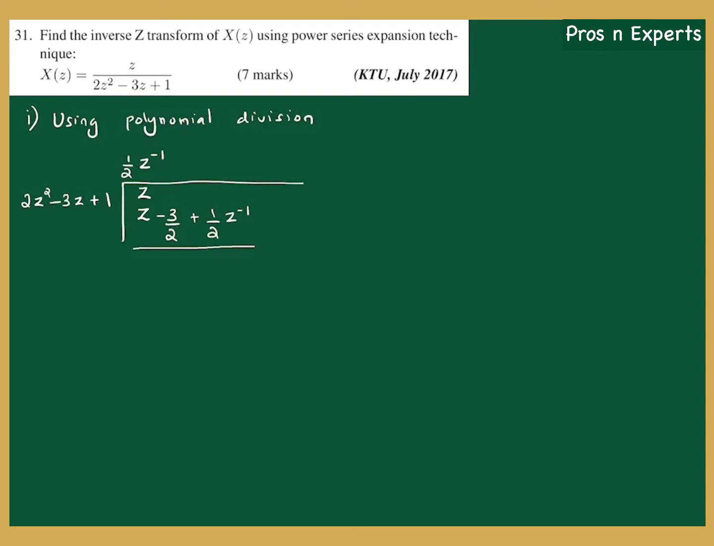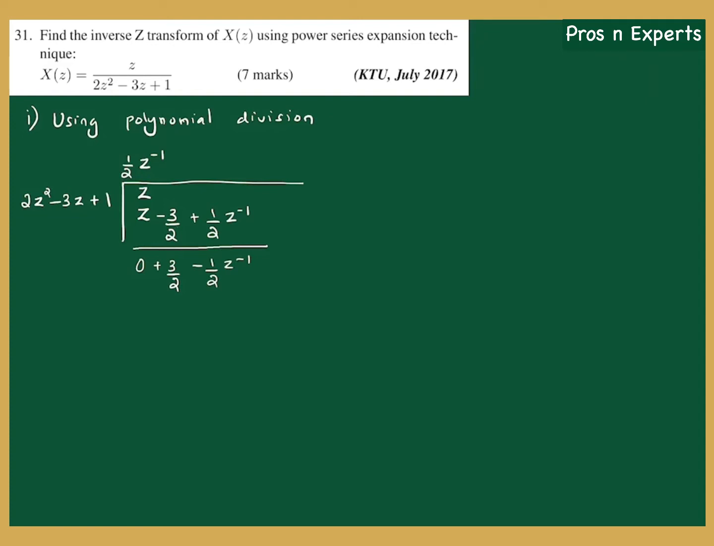Now what we have to do is subtract these two, subtract this polynomial from this polynomial. So z minus z will give you 0. And 0 minus 3 by 2 becomes plus 3 by 2. And 0 minus half z inverse becomes minus half z inverse.